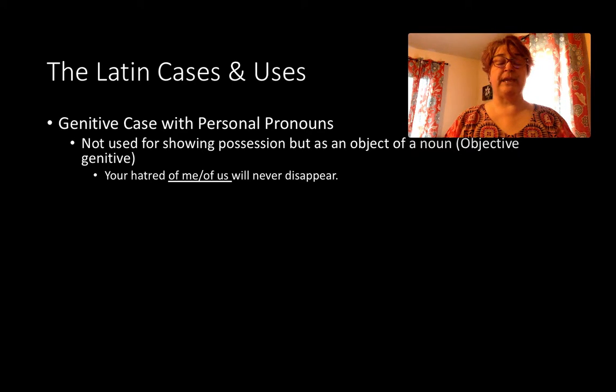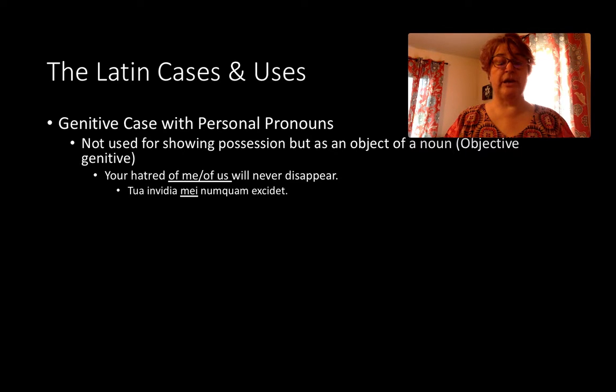Now I am using hatred as a noun, but it still needs an object. Your hatred, hatred for what or of what, needs to be expressed. In this sentence, we say, your hatred of me or of us will disappear. The phrase of me or of us is the genitive form of the personal pronoun.